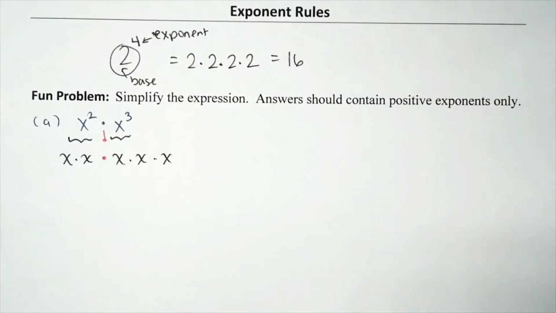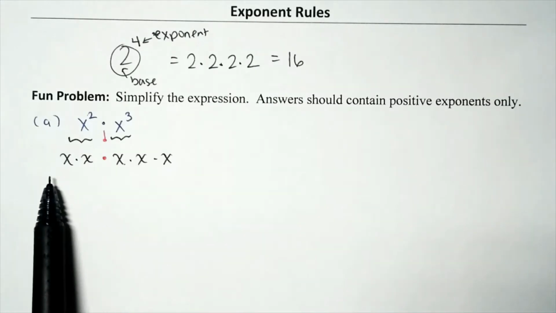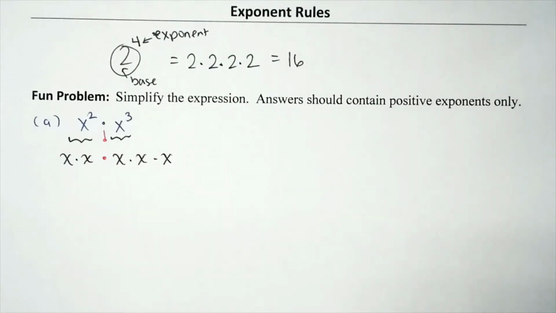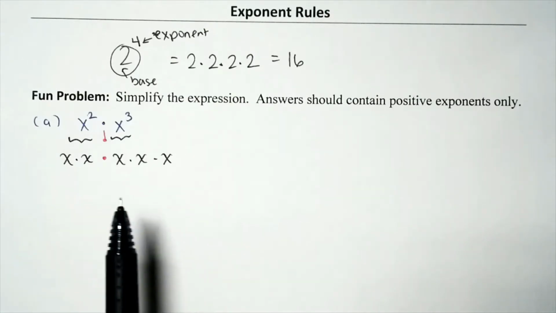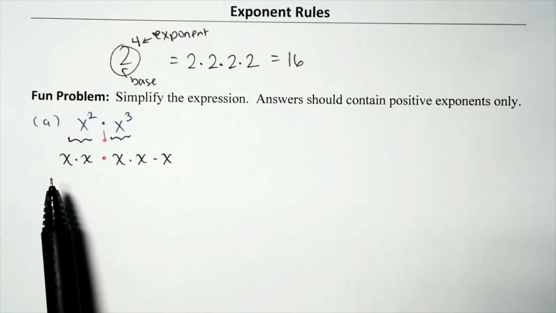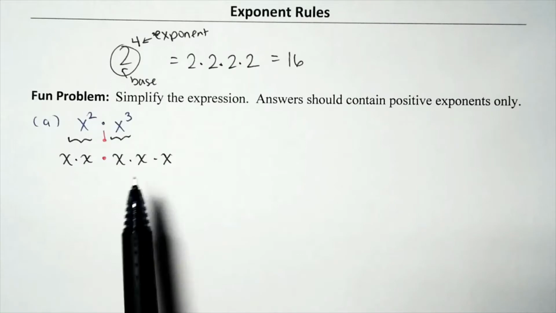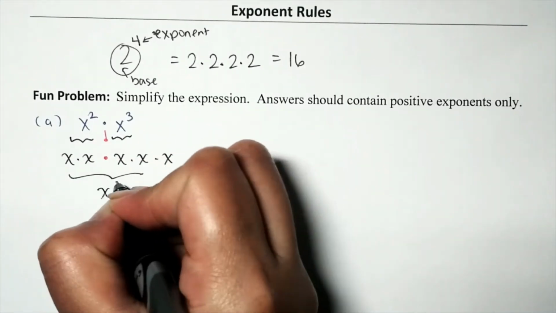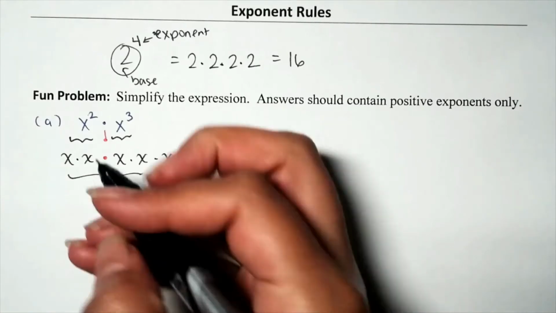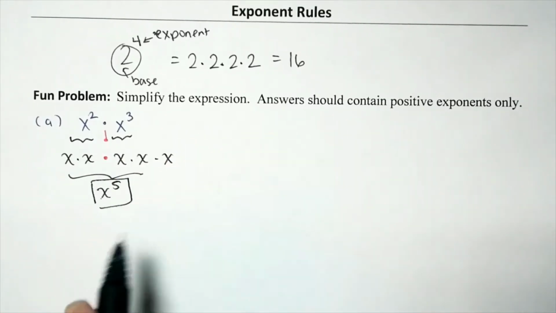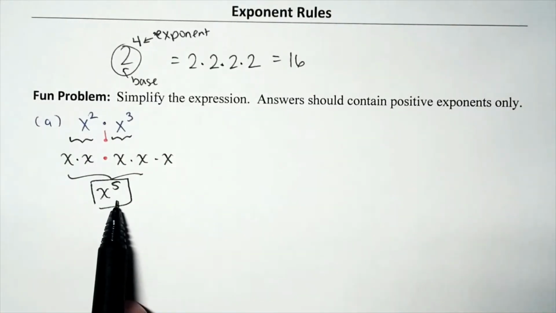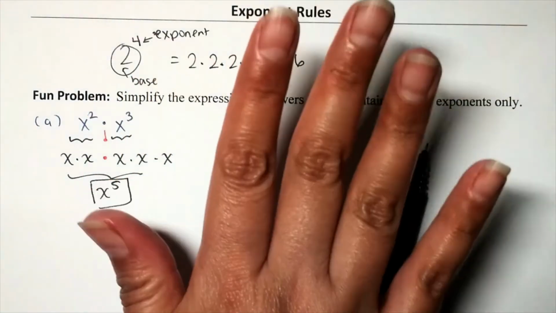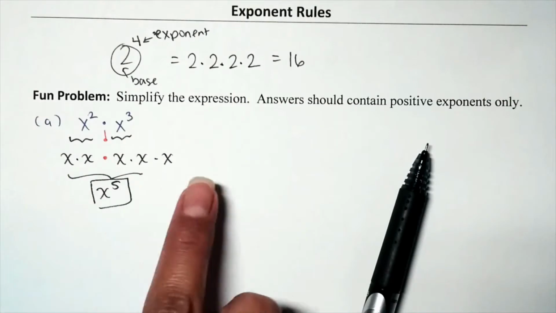What is going on? We're just multiplying a bunch of x's. So how can we rewrite it? Since we have a product of 5 factors of x, we're going to write it as x to the 5th power. If you backtrack, what does x to the 5th power mean? That means you have a product of 5 factors of x. 1, 2, 3, 4, 5.